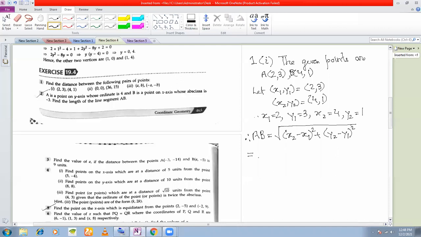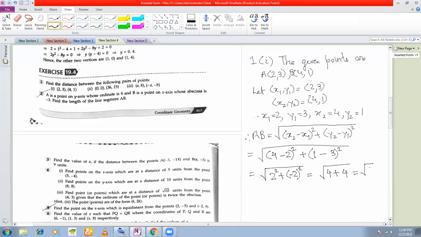Okay, so now just put the values of x1 and x2 here. So x2, if you see here, is 4, x1 is 2, square, plus y2 is 1 and y1 is 3. So you get root over of 2 square plus minus 2 square, which is equal to root over of 2 square is 4 and minus 2 whole square is also 4. So you get square root 8.